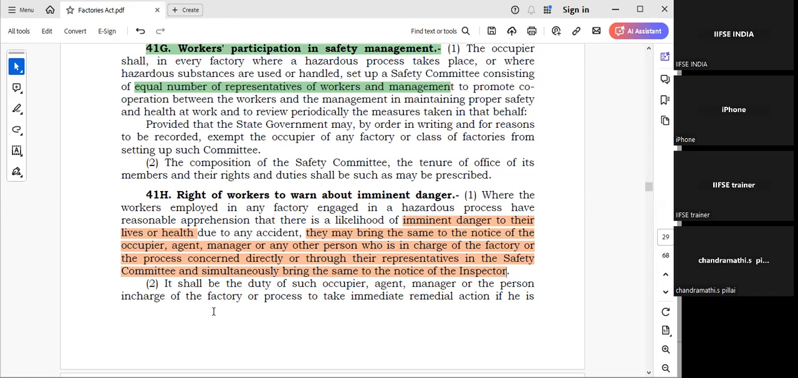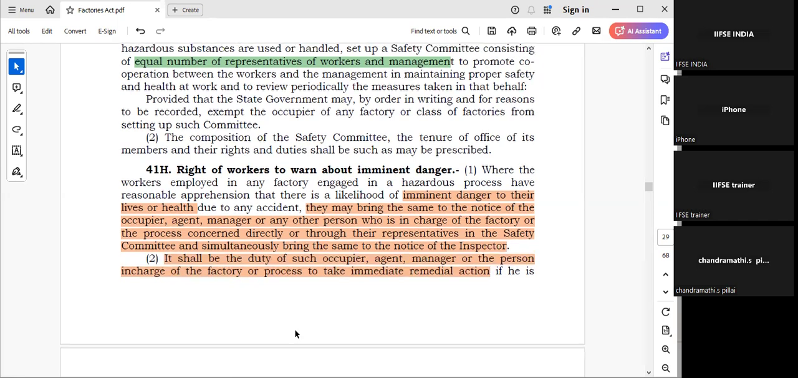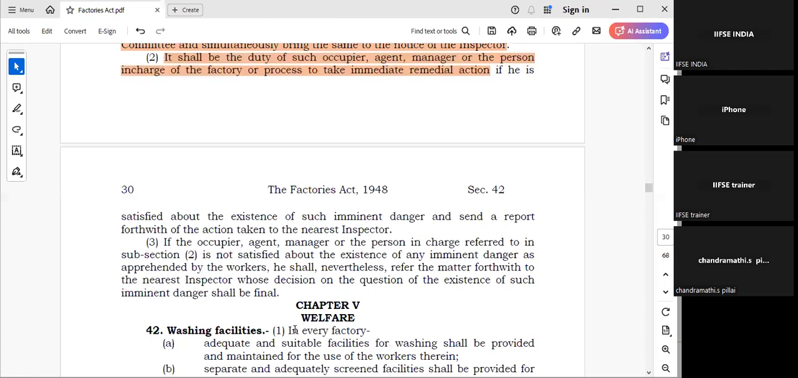It shall be the duty of such occupier, agent, manager, or the person in charge of the factory or the process to take immediate remedial action. So once it has been informed, whose responsibility is it? It is the duty. Duty in the sense accountable. It is not just responsibility. He is accountable to take immediate remedial action on the hazard or the incident which is addressed or notified to him.